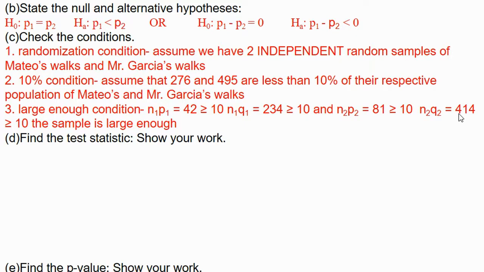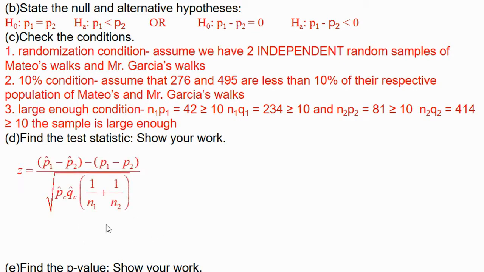Okay, now we get to the actual math. We are going to find the test statistic, and then we're going to find the p-value. So to find the test statistic, you have to use the formula, and then you're going to have to memorize it. So this is the formula for the test statistic.